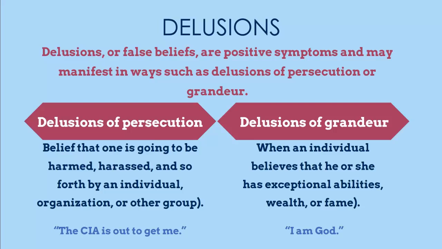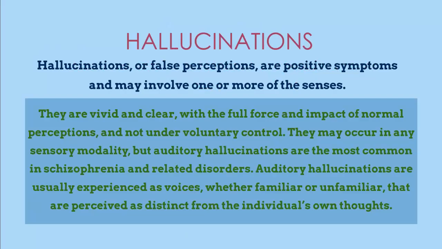People think they're going to be harmed, somebody's watching them, they're being harassed, the CIA is out to get me. And then another common type are delusions of grandeur, where they believe that they are somebody important or that they have special abilities or they've been tasked with something important. Claiming that they're God or that they're the president or something really important. Sometimes they'll think that they're like corporate bosses. Those can be considered delusions of grandeur.